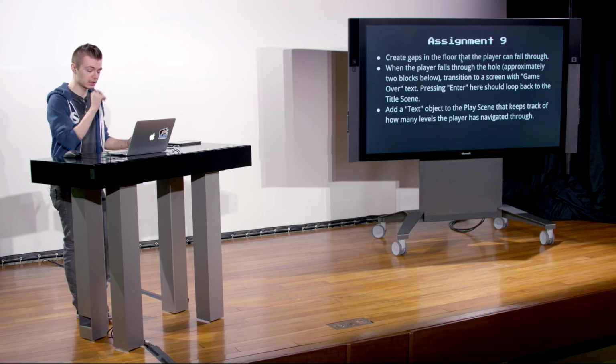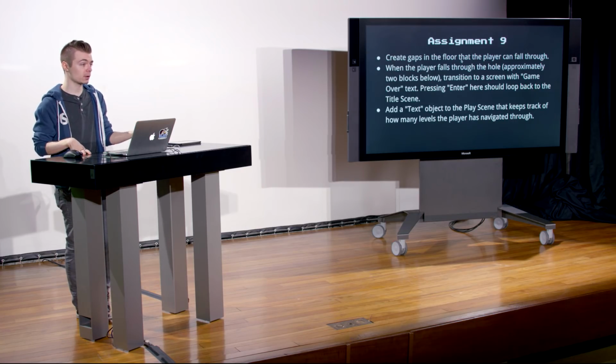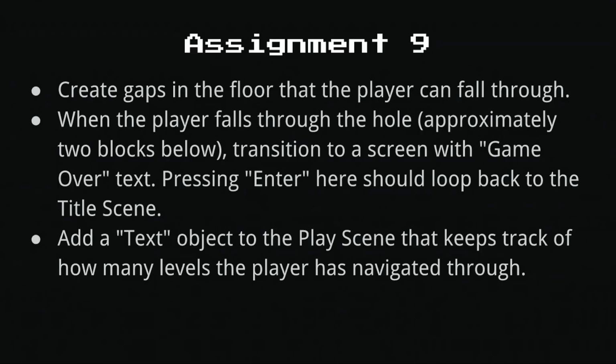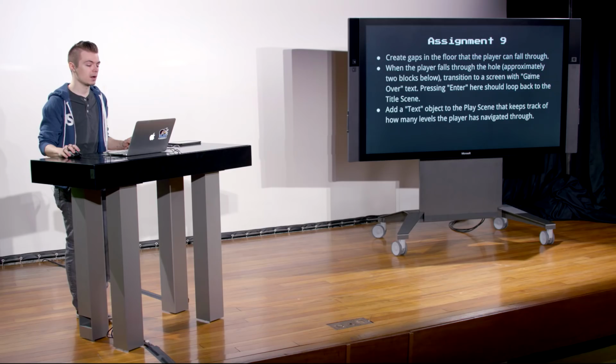So assignment 9, we talked about this already, about the gaps in the floor, but this will be part of the maze generator, right? Because that's where we ultimately generate, or the maze instantiator, the actual part of the maze generator that creates the physical maze. But create gaps in the floor. And then when the player falls through, approximately 2 blocks below, you can check the transform's Y position is less than a certain amount, right? Which should be less than 0. I think it's based on the top part of it.